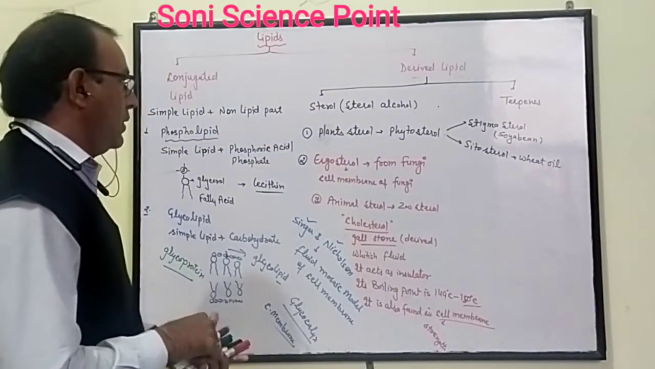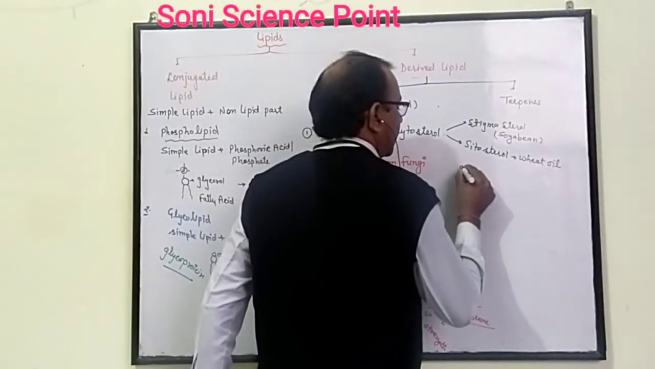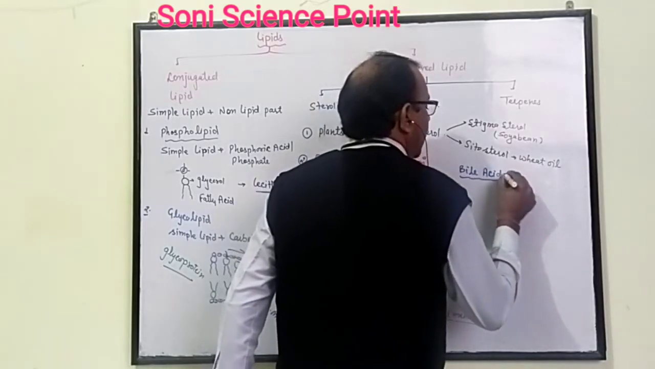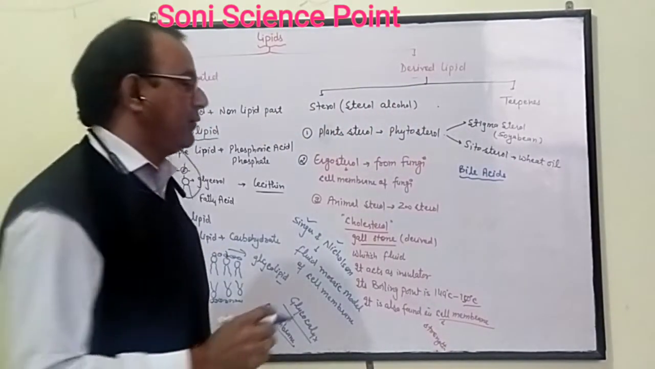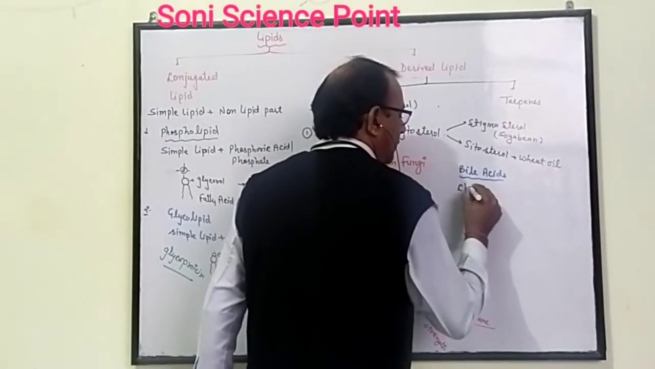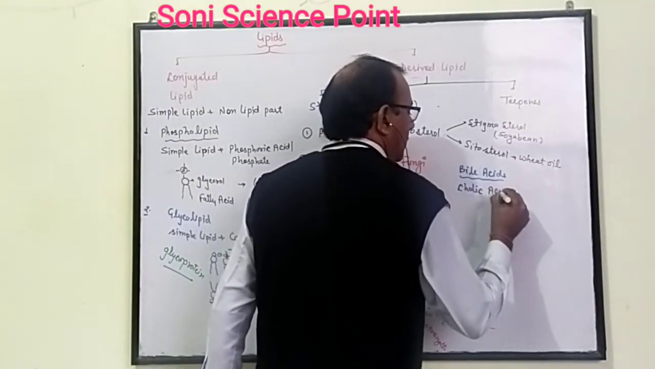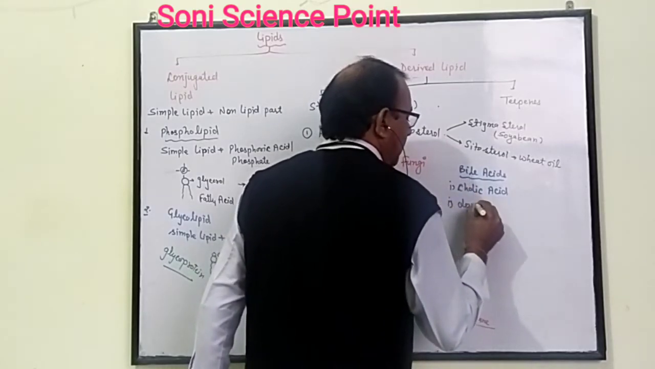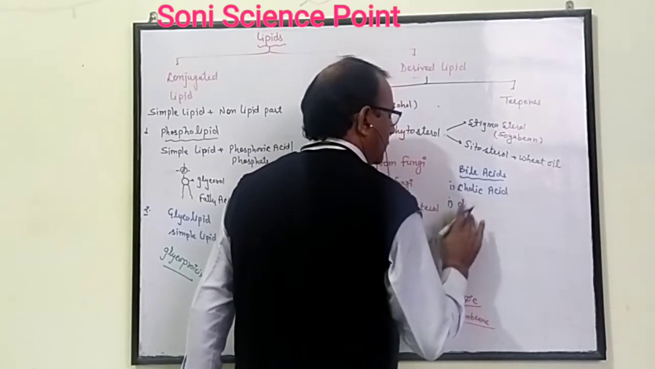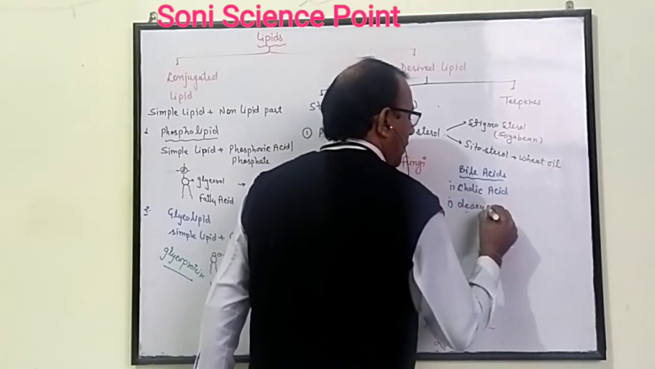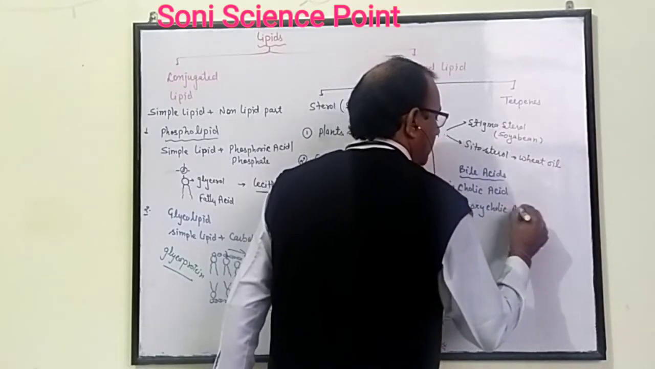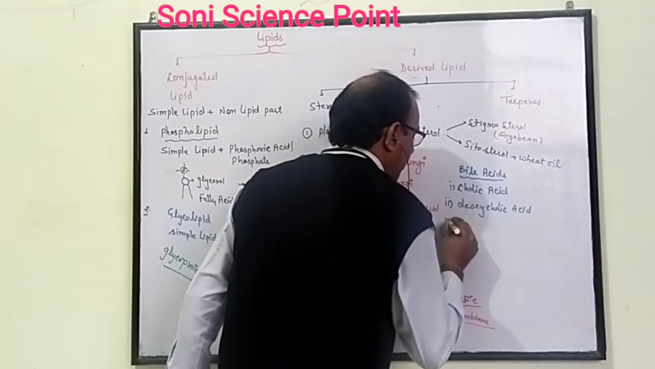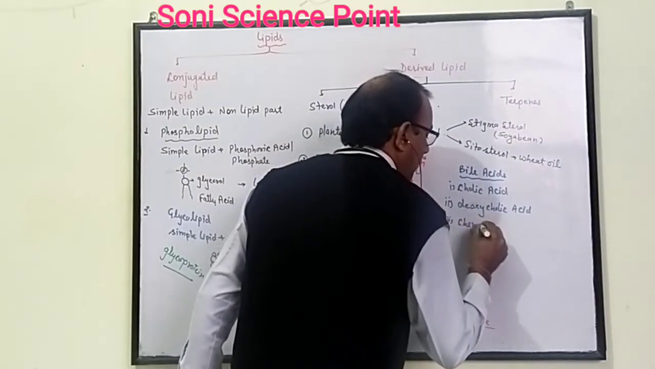Another type of sterol is bile acid, as the name suggests, bile salt. There are different bile acids. For example, cholic acid, deoxycholic acid, and a third one.